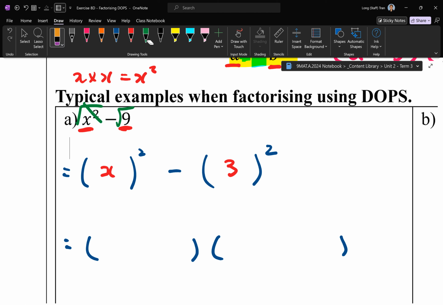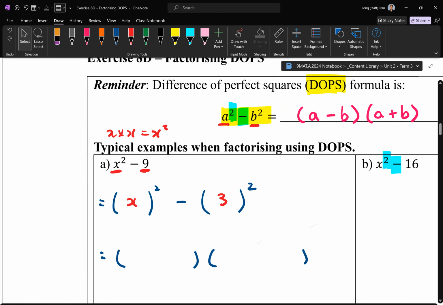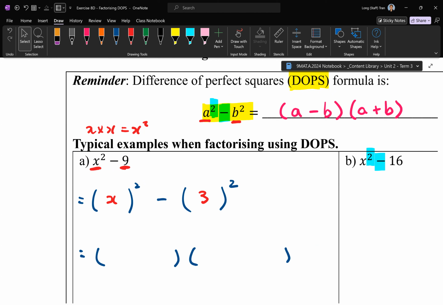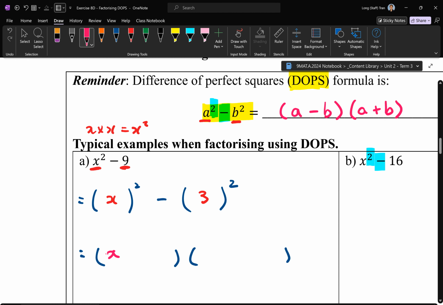Okay? So, once you've got this set up, the answer is actually really easy. The rule was, if you know what A is and you know what B is, A is what's in the first bracket, B is what's in the second bracket. Then basically, you've got A minus B and then A plus B. So if I write it out, my A was x, so I write out my answer. I say, okay, so there must be x minus b. Well, my b is 3, so it's minus 3.